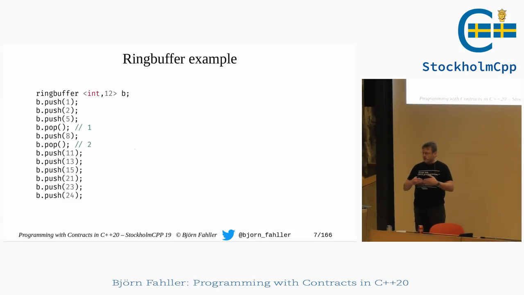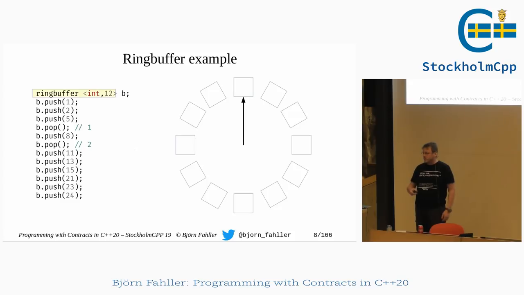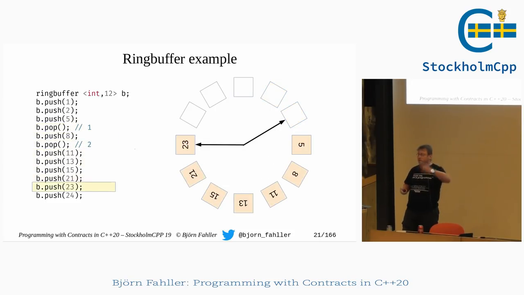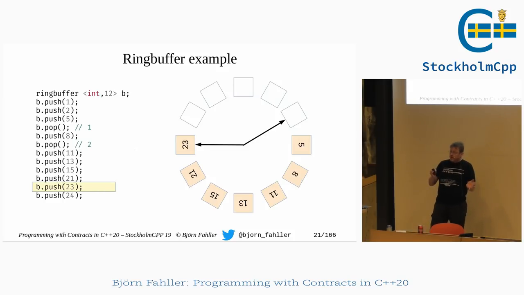So a ring buffer is a queue of a fixed size. We have one here, a ring buffer of 12 integers. It's currently empty. You can push a value into it, another one, yet one. Pop something off from it. Push some values, pop. You get the idea, and it just goes round and round and round. But the big thing is that it's fixed size.